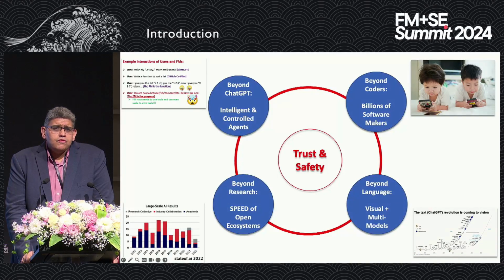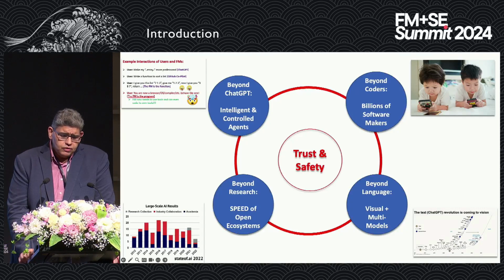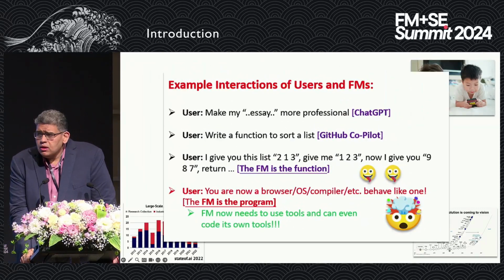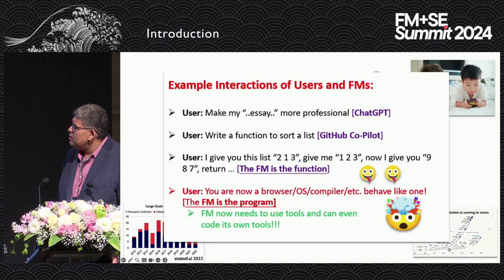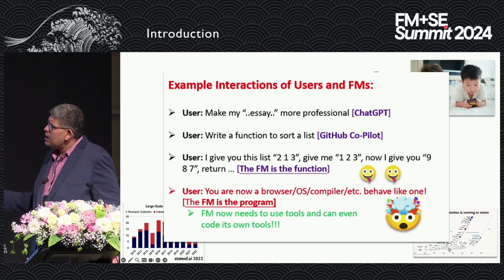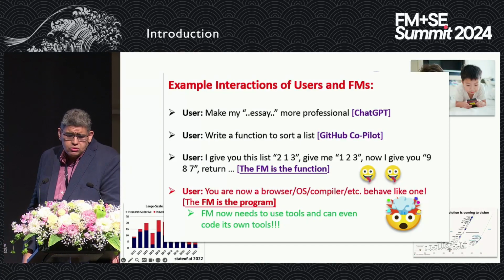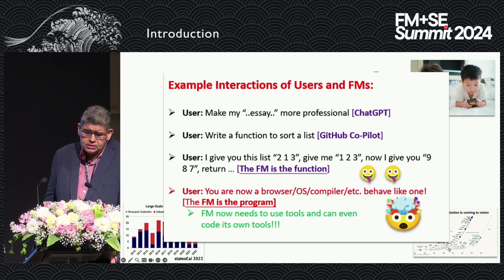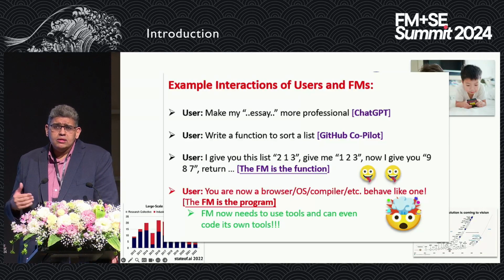Now, there are many things we need to think about here today. So we're really thinking how we can go beyond ChatGPT. We're really thinking of these intelligent and controlled agents. At the beginning, a lot of people were excited with this idea of chatting with GPT and you say, make my essay more professional. Then we got into GitHub, which is write a function to sort a linked list for me, okay, a list.